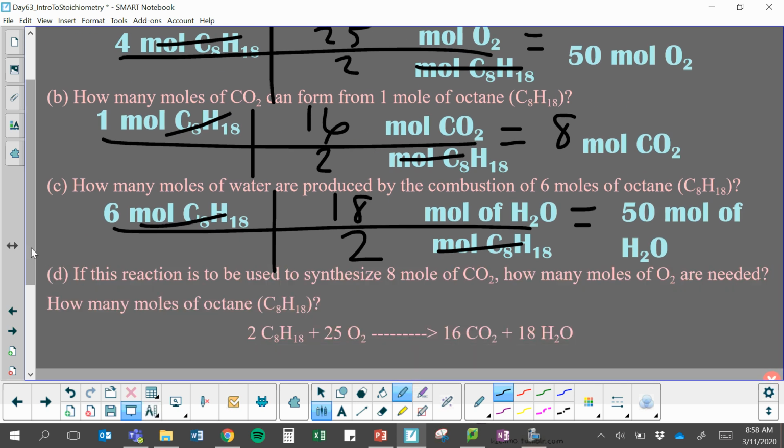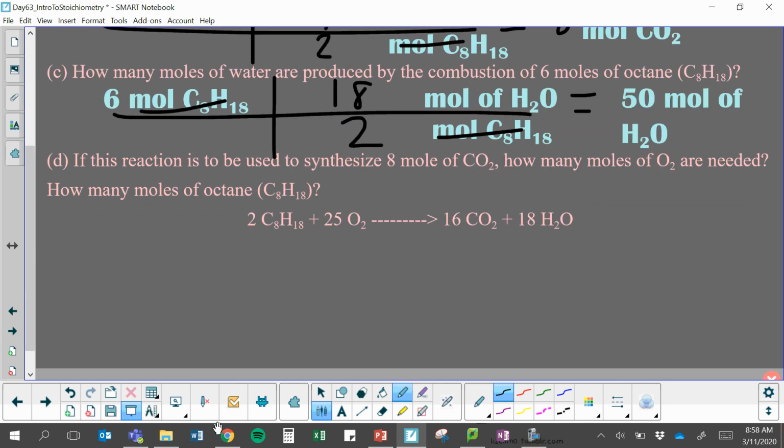Okay, we'll try another one. This one I just moved the equation down here so you can have it. So you can pause the video. It actually has 2 parts of the question. First, figure out how much O2 is made, and then figure out how much O2 is needed, and then how much octane is needed.